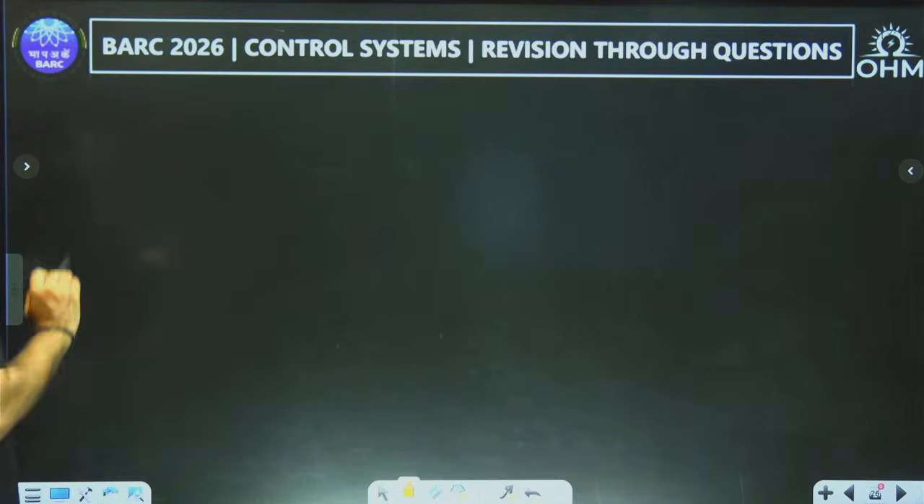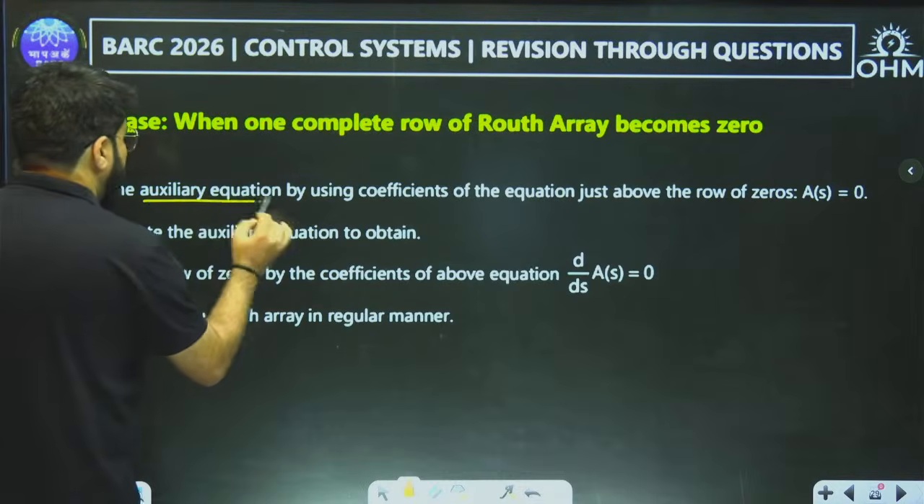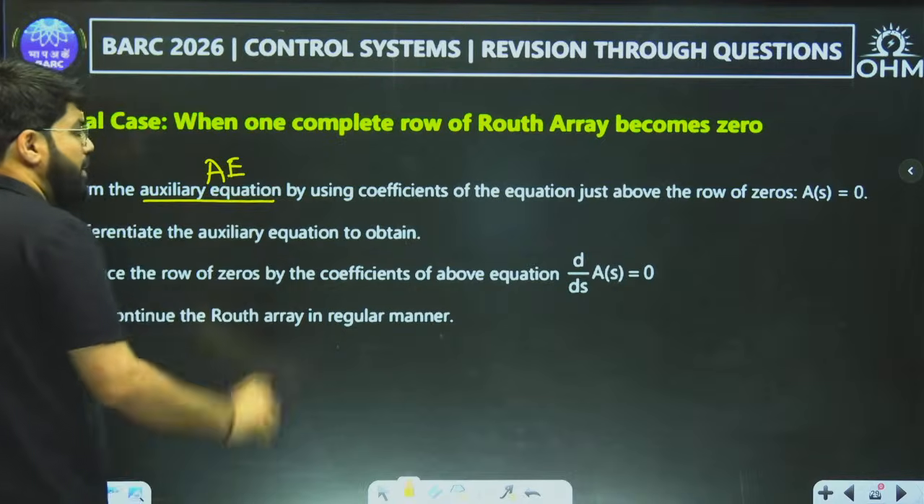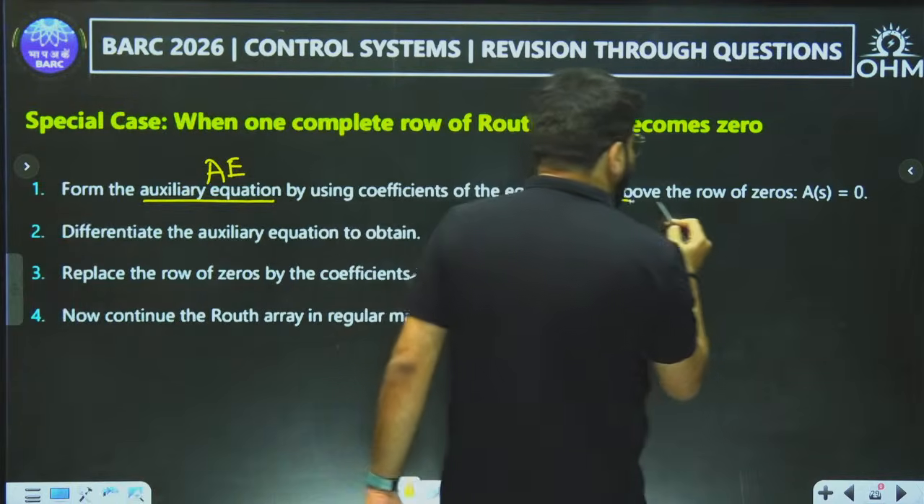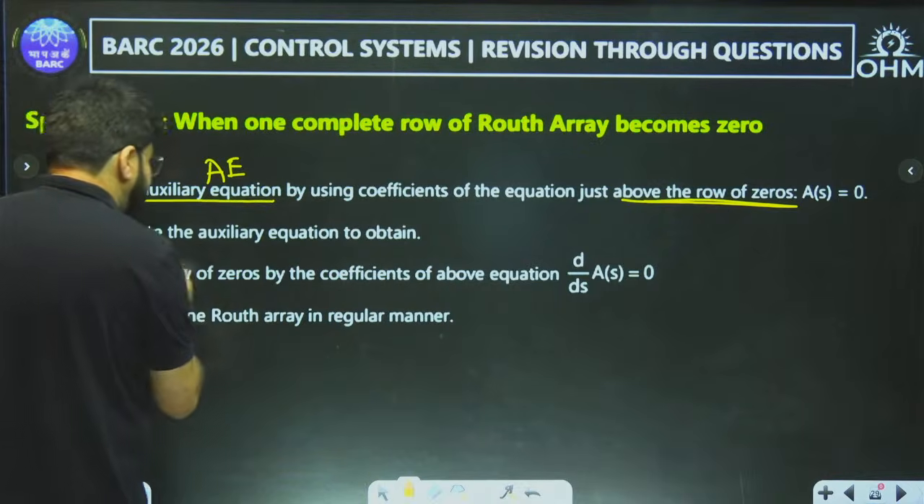Now, what do you do in case of row of 0? We form an auxiliary equation. Let me brief out the quick steps for you. I've got it ready for you. First step, you form the auxiliary equation by using the coefficients of the equation above the row of 0, and then differentiate the auxiliary equation.